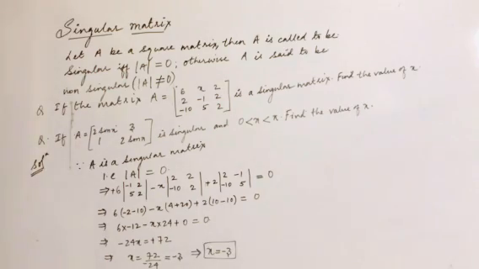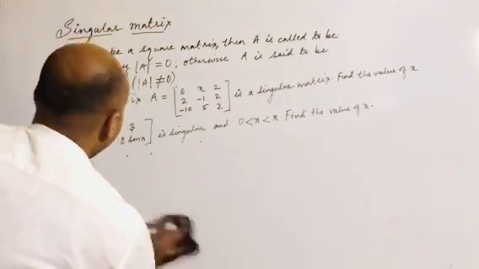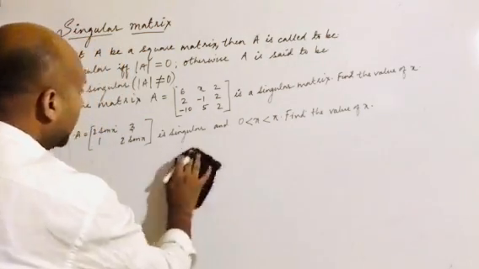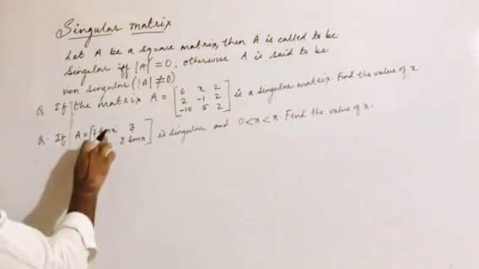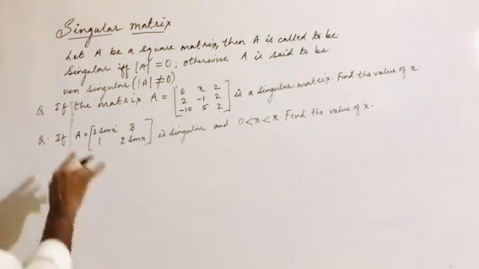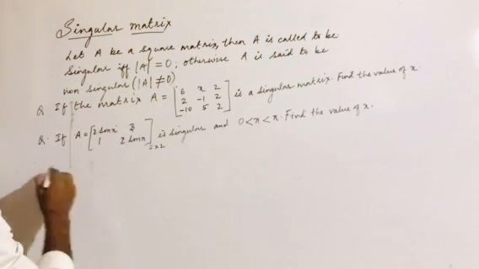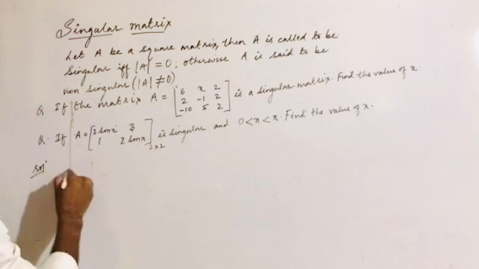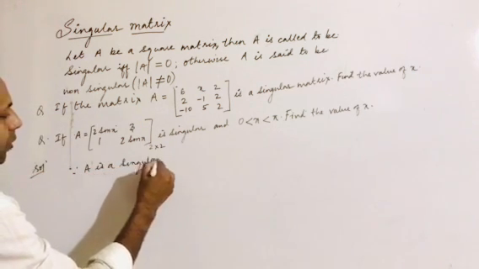So now let us solve the next sum, children. In the next sum, you can see that it's a matrix in which two of the elements are basically numbers, but here trigonometrical ratios are also provided, and it is also provided that this particular square matrix of order 2 by 2 is singular. So I'll start with the solution. Since A is a what matrix? Tell me. A is a singular matrix.